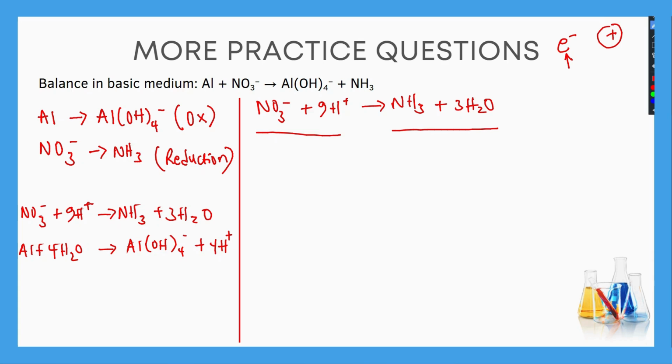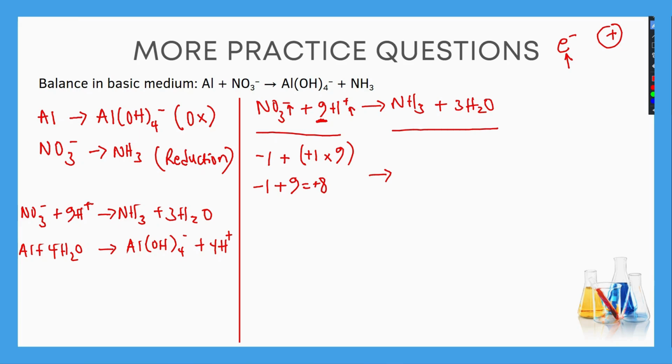On the left-hand side, you can see there is a minus sign over here, which indicates a charge of -1. Plus, over here you can see there is a plus sign, which indicates a charge of +1 times the number of atoms that own that charge, which is 9 hydrogen ions. So the total charge on the left-hand side now becomes -1 plus 9, which is +8.